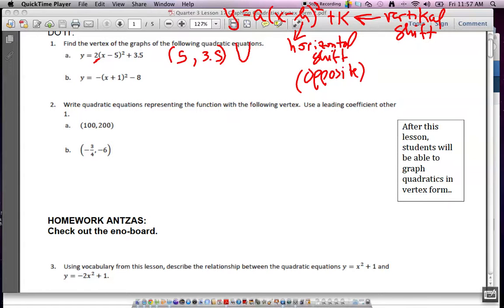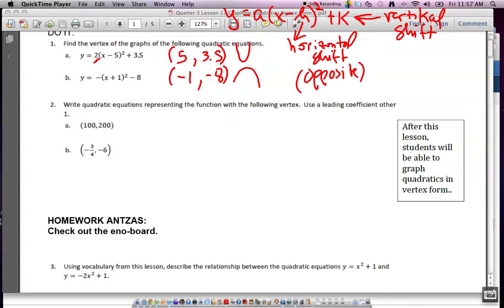Next one. What is the coordinates of the vertex? (-1, -8). And this parabola will be the normal width, but it'll be upside down. Why do I know that this parabola will be upside down? Because it's a negative in front. Okay? Any questions about that?